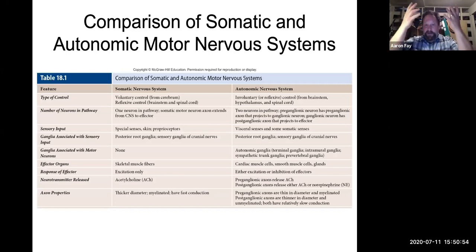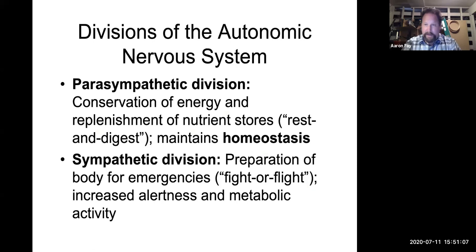Okay, so here is a nice table outlining the importance or characteristics of the somatic nervous system and the autonomic nervous system. Definitely check out this information because it will help you. Okay, so now we need to start talking in more detail about the divisions of the autonomic nervous system. Up until this point, we've talked about the two neuronal pathway. This is true for both the parasympathetic and the sympathetic divisions. So remember, parasympathetic: homeostasis, rest and digest. Sympathetic is your fight or flight, response to acute stress.